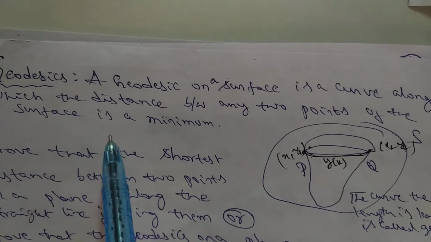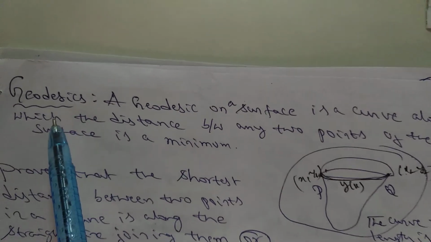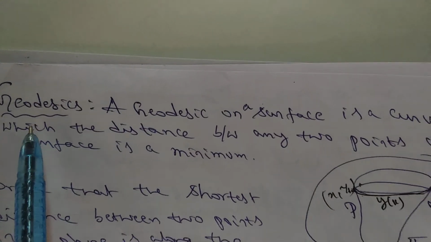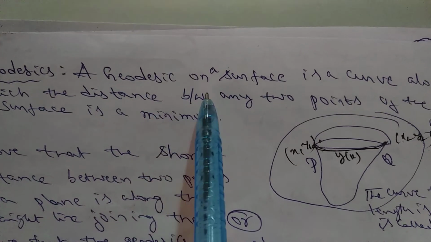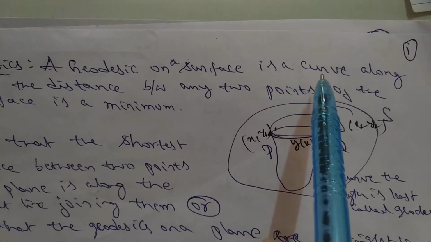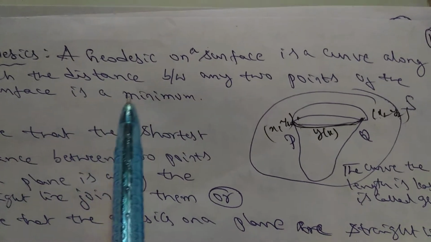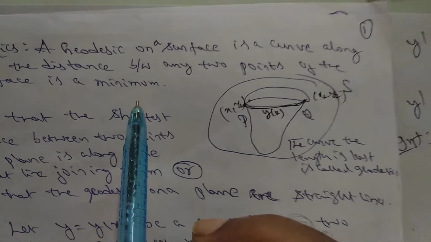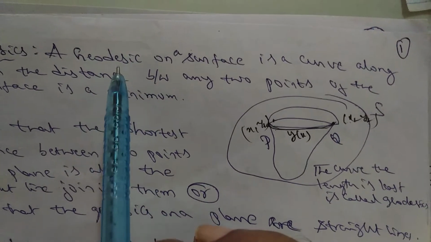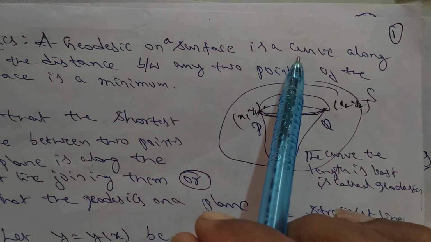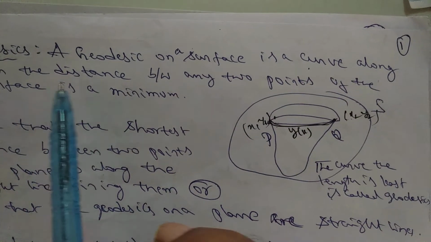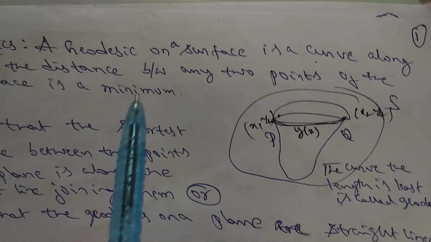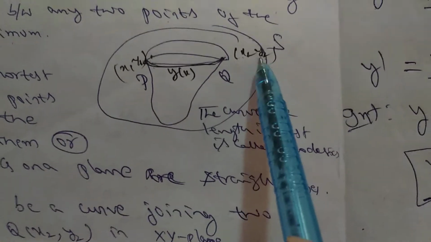So next, one important problem is there. What is that problem? Before going to that problem, geodesics. What is the meaning of geodesics? A geodesic on a surface is a curve along which the distance between any 2 points of the surface is minimum. So what is the meaning of this one? You take any one surface.